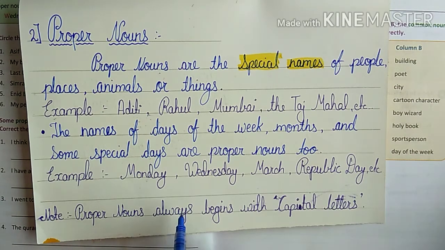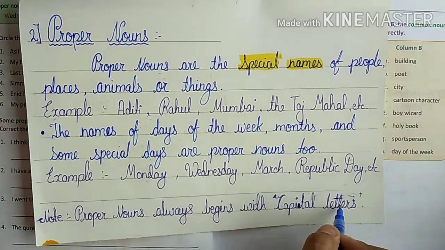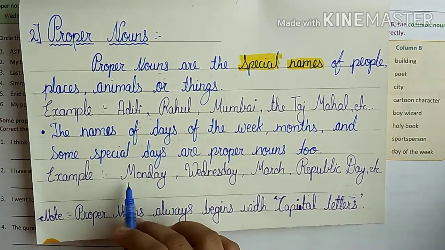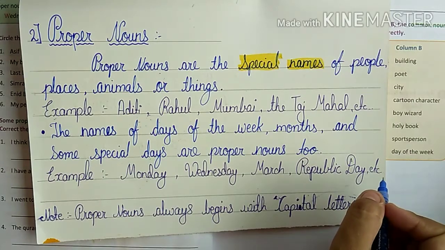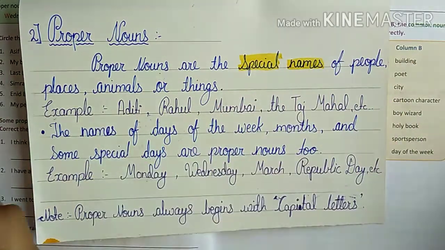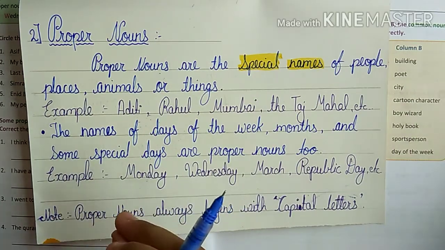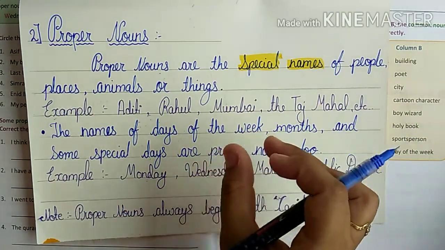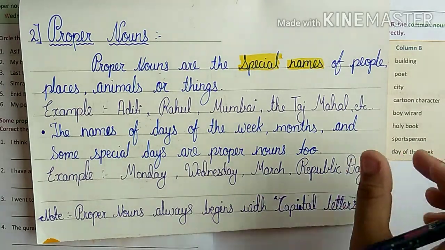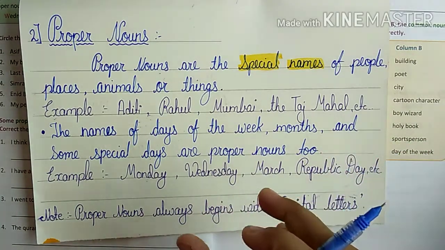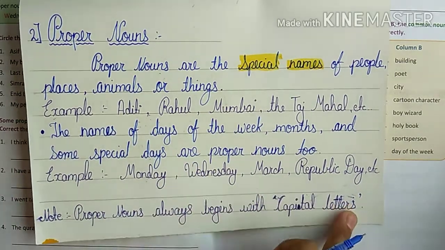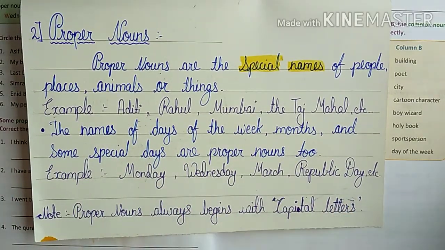Next, there is a note for you all. Proper noun always begins with capital letter. Proper noun ka hamesha first word capital hona chahiye. Phir wo beech sentence mein ho, at the end of the sentence mein ho ya starting mein ho. But ek proper noun means kisi bhi person ka naam, kisi ki jagah ka naam or any animal's name or anything's name should be in capital letter. Because proper noun hamesha capital letter mein hi rehte hain. Understood?